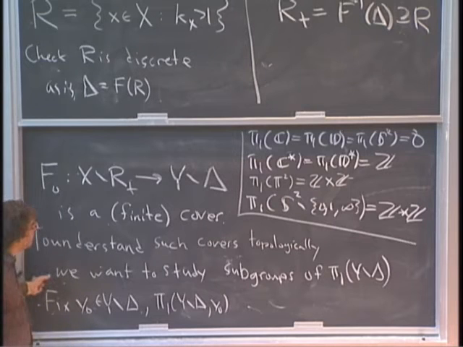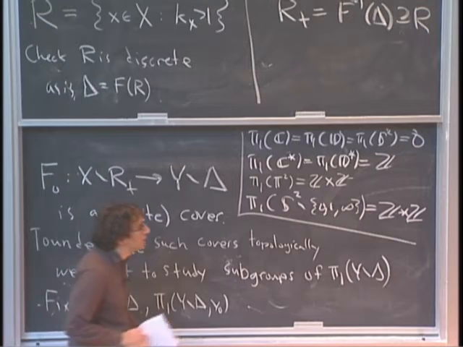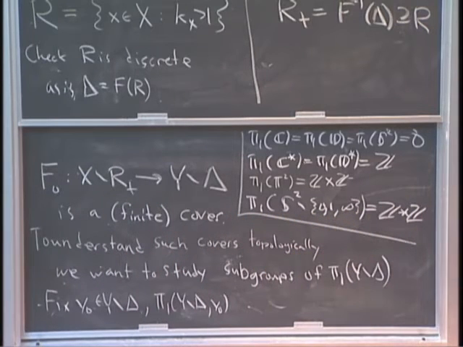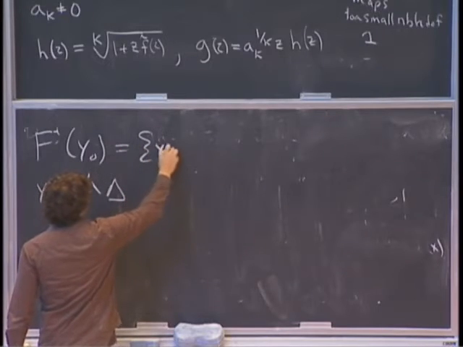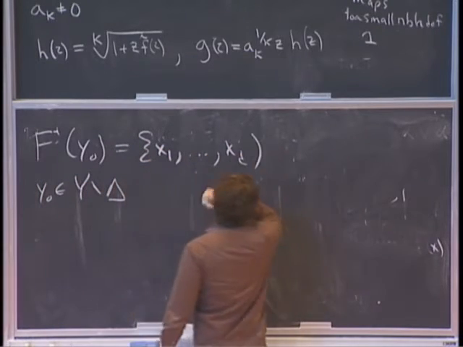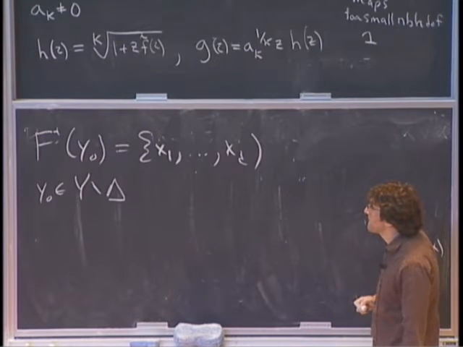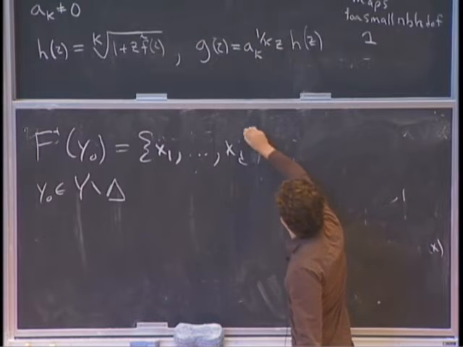Okay. So we want to understand these subgroups, but in fact, there's a little bit more information encoded in the cover than just the subgroup of pi1. So to understand this, suppose we look at f inverse of y0, where y0 is some point in the base. Right, so this is a finite set.